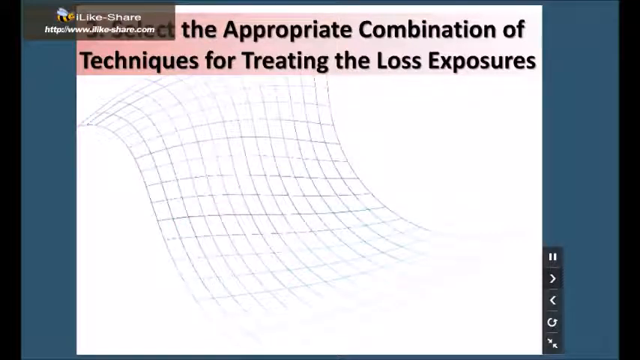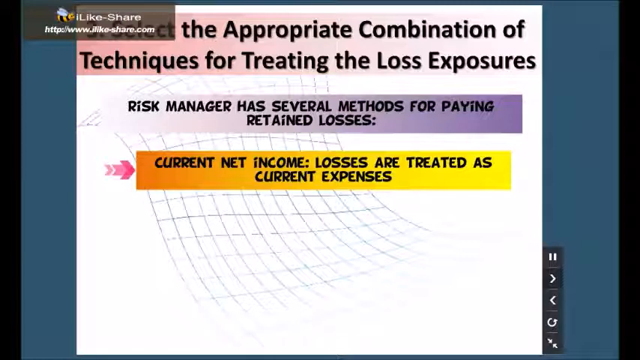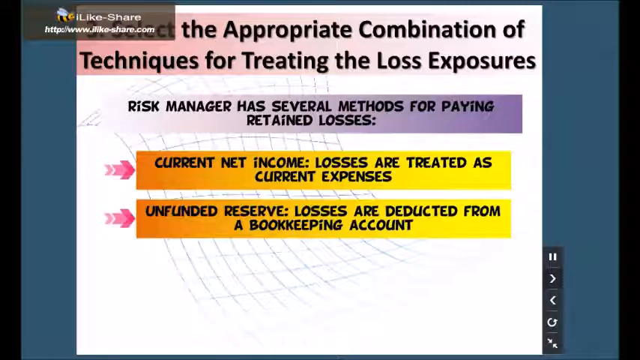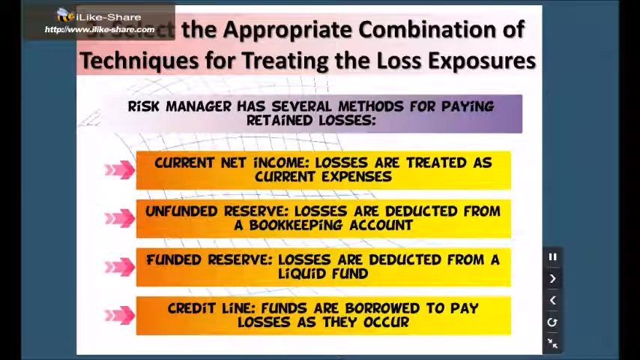Select the appropriate combination of techniques for treating the loss exposures. The risk manager has several methods for paying retained losses. Current net income: losses are treated as current expenses. Unfunded reserve: losses are deducted from a bookkeeping account. Funded reserve: losses are deducted from a liquid fund. Credit line: funds are borrowed to pay losses as they occur.